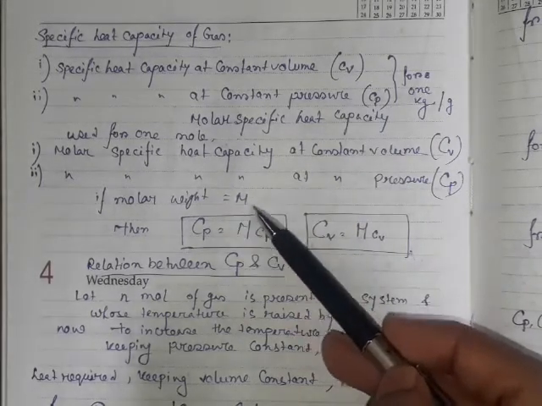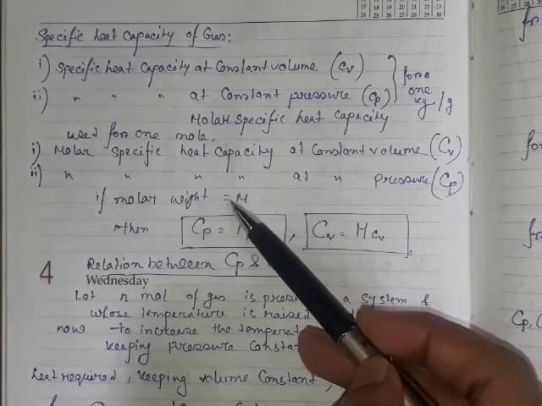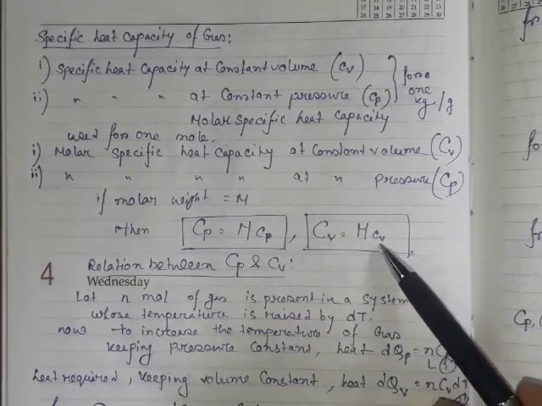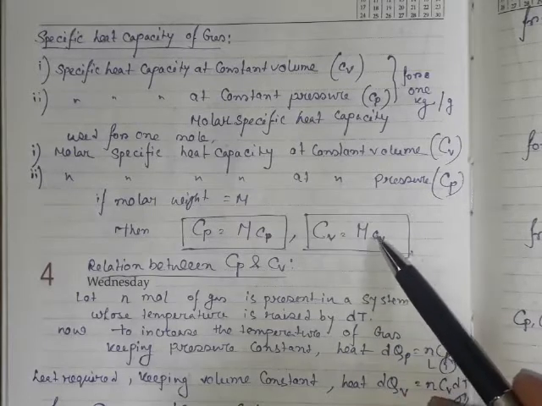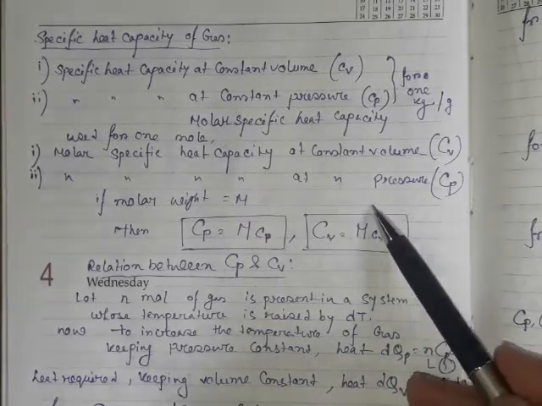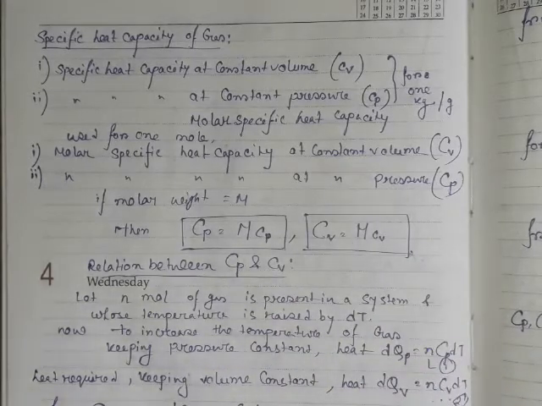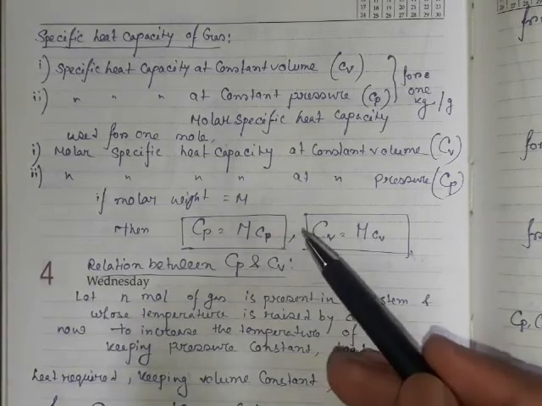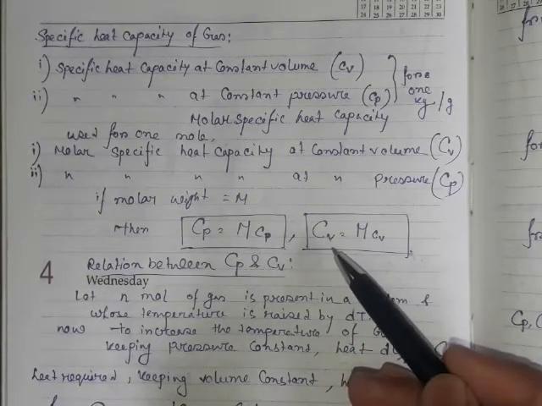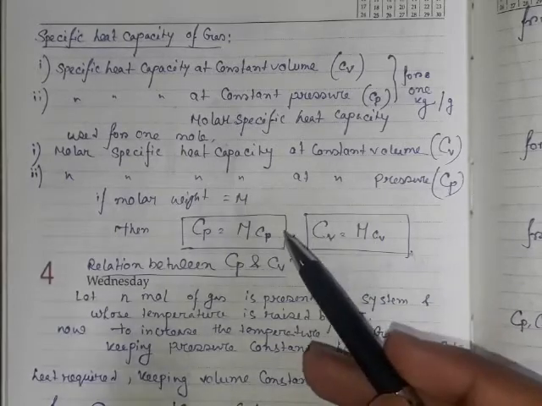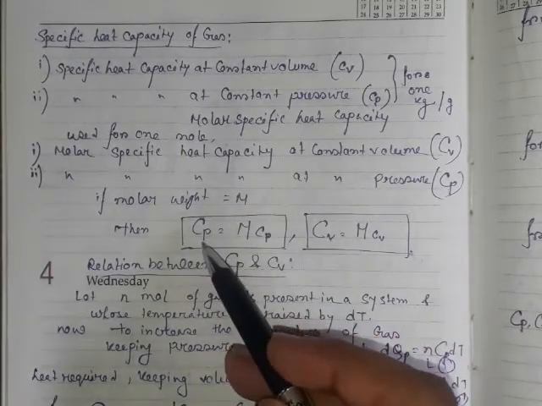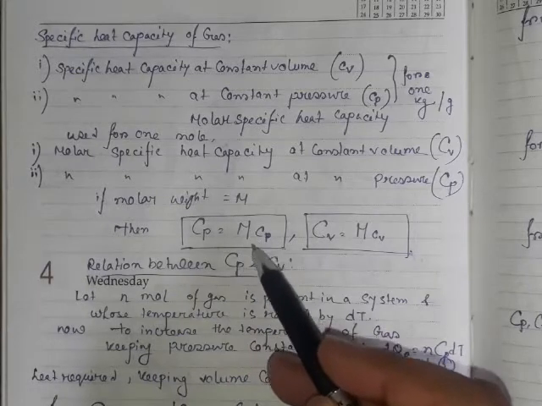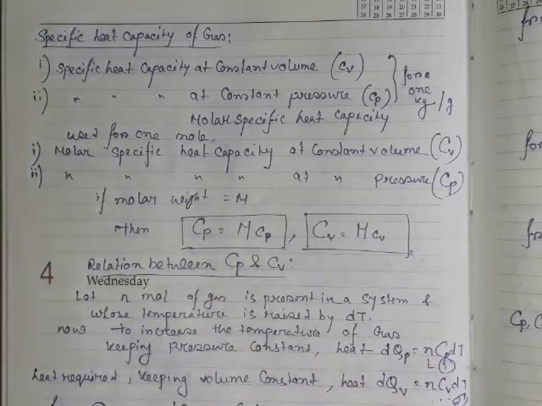That means for capital M kg of gas you need M multiplied by small CV amount of heat. So this whole amount of heat is required to change the temperature of 1 mole of gas by 1 degree centigrade, and that is called the molar specific heat capacity, capital CV. And in the same way we can get this equation: capital CP is exactly capital M times small CP. So far we have learned about the specific heat capacities defined for the gas.